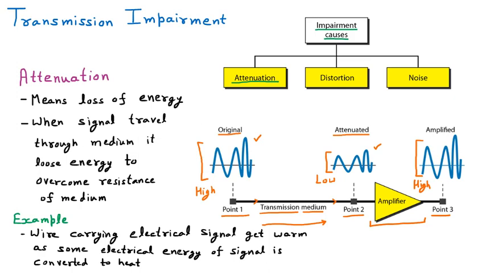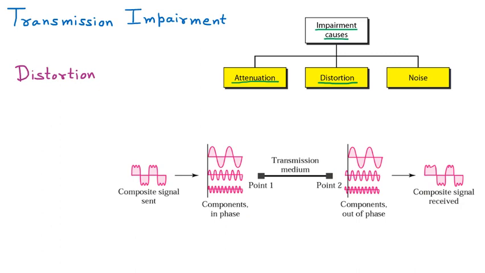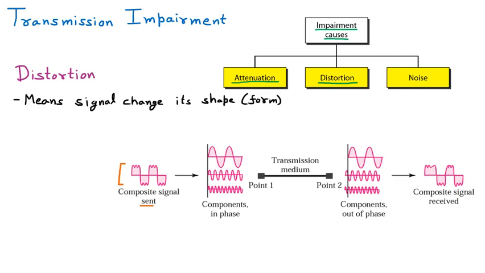Now we are discussing the next impairment cause, which is called distortion. Distortion means the signal changes its shape or form. Let us suppose that this is the signal which we are sending. So this is the signal which we have started. Now the signal which we have sent and the signal which we have received have different shapes. Once the shape of the signal is different, that is due to distortion.